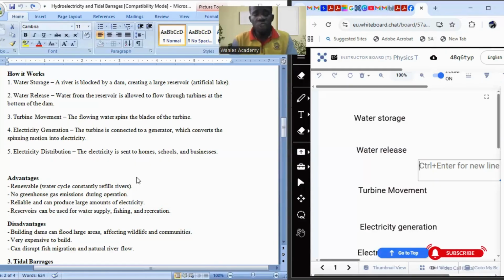Then you also discover that it can disrupt fish migration and natural river flow. So all of these are the disadvantages of hydroelectricity.